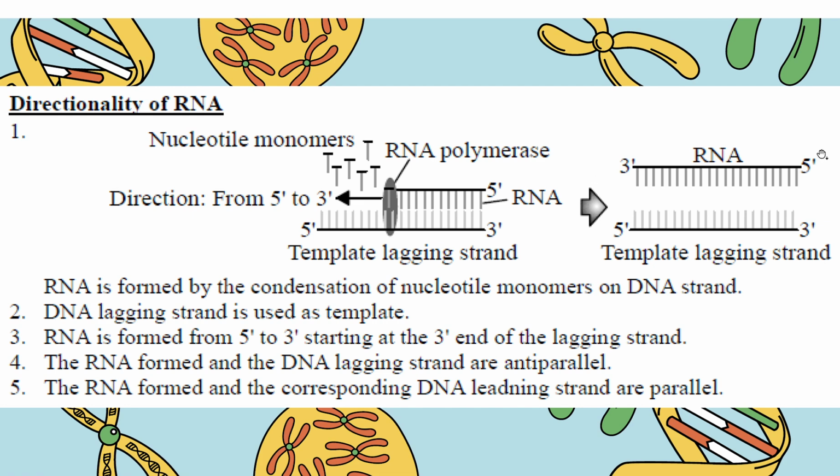So the RNA formed and the leading strand of the DNA are parallel. You got it? Very funny thing. Anti-parallel of anti-parallel is parallel. So remember, we start from the lagging strand 3' to 5'. What we get, the RNA, is 5' to 3'. But it is the anti-parallel of the anti-parallel, so it is parallel to the leading strand of the DNA.